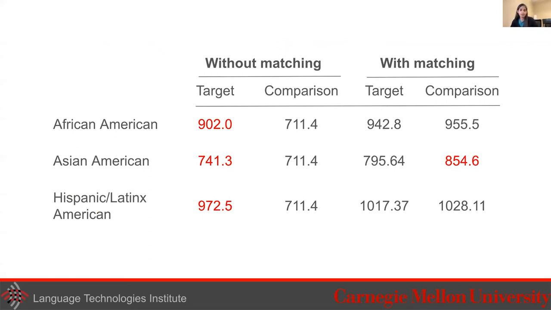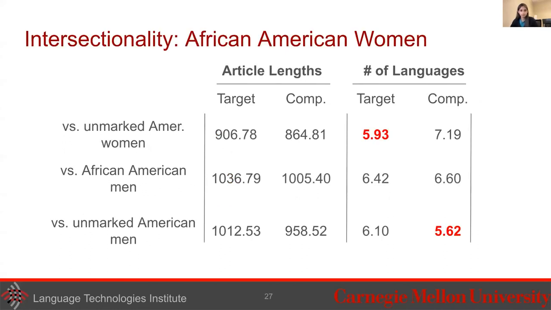We also see differences in results when we compare length statistics with and without matching. Without matching, we would find that articles about non-white races are typically longer than their matched comparison articles. But with matching, we no longer find significant differences for articles about African-American people and Hispanic-American people, and we instead find that articles about Asian-American people tend to be shorter than comparison articles. Additionally, our methodology is not limited to single-dimensional attributes, and we can build target and comparison corpora that differ on multiple attributes. One result we find is that articles about African-American women tend to be available in fewer languages than articles about white American women, but in more languages than articles about white American men. This is consistent with literature on intersectionality, which suggests that marginalization along multiple dimensions can be different from marginalization on each dimension independently.